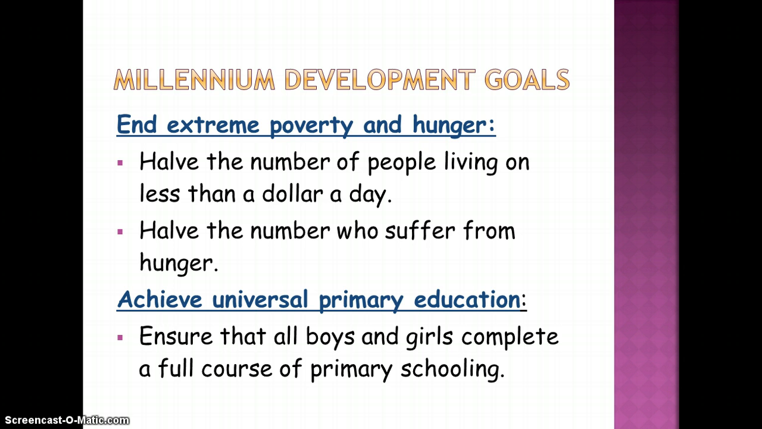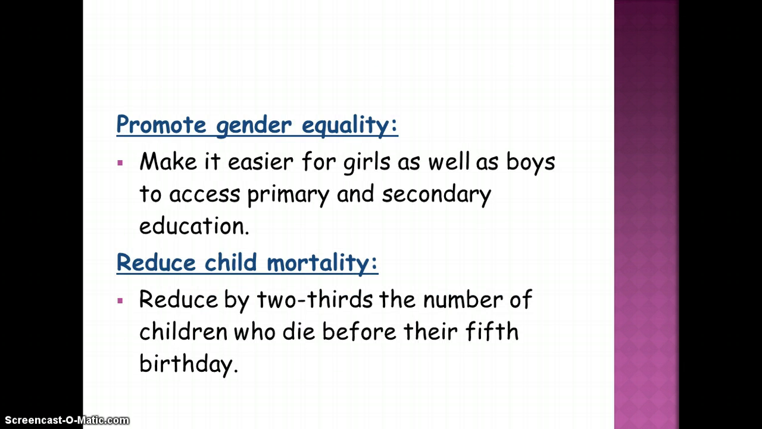The second one is to achieve universal primary education, to ensure that all boys and girls complete a full course of primary schooling. They have the basic education to get better jobs. Promote gender equality to make it easier for girls as well as boys to access primary and secondary education. We've talked in the past about how lots of families can't afford to send all of their children to school, so they only send the boys with a view that it's the girls' job that they stay at home and look after the family.